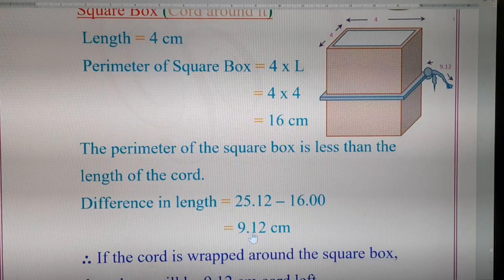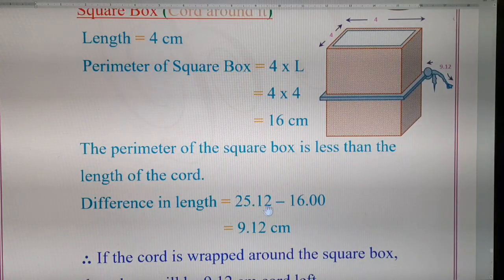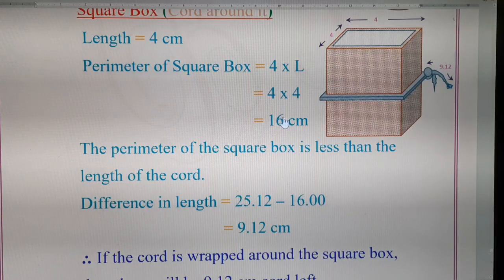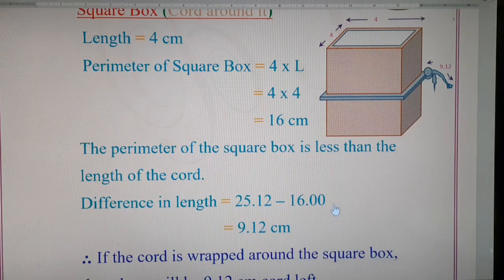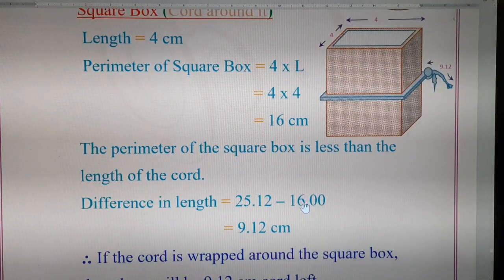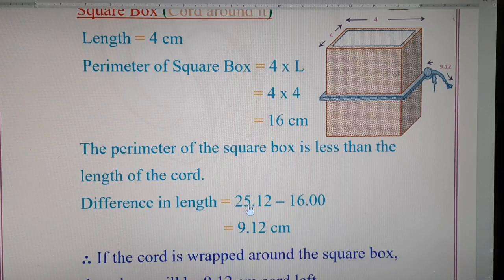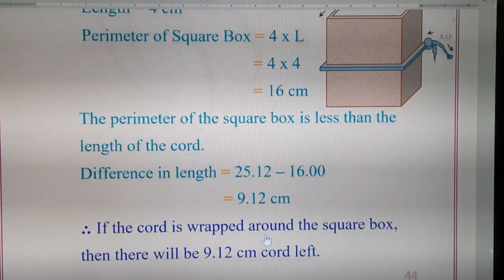Answer is 9.12 centimeter. Instead of 16 centimeter, we have written 16.00 because in 25.12 there are 2 digits on the right side of the decimal point. In 16 there is no decimal point, so we can put a decimal point and put 2 zeros on the right side, so that when we are subtracting, both the digits are decimal numbers. So we can subtract a decimal number from another decimal number, and that way we can avoid doing mistakes. So here 25.12 minus 16.00, our answer will be 9.12 centimeter.